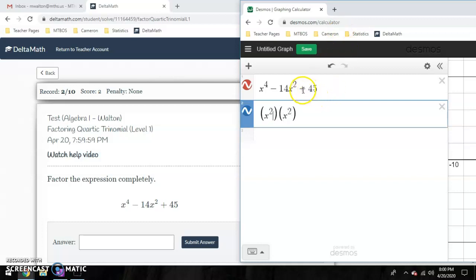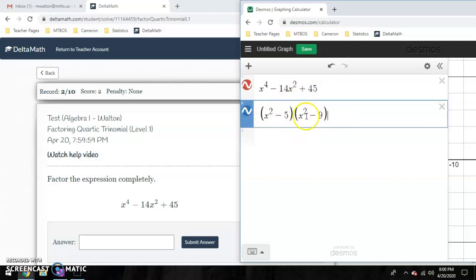All right, I need two numbers that multiply to 45 that add up to negative 14. Well, that one would be negative 5 and negative 9. Think about that. Negative 5 times negative 9 is positive 45, and negative 5 plus negative 9 is negative 14.